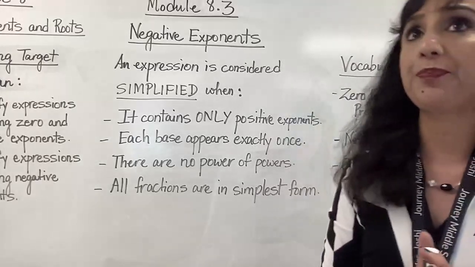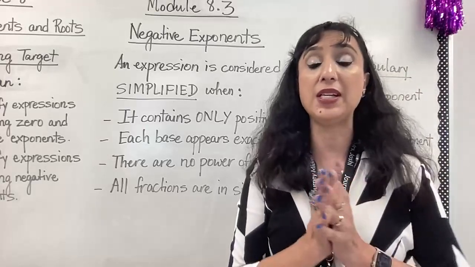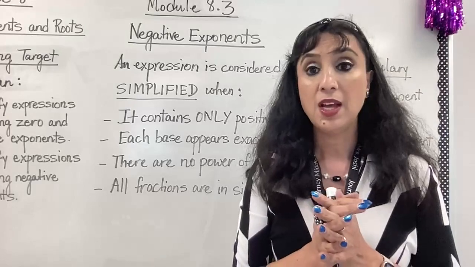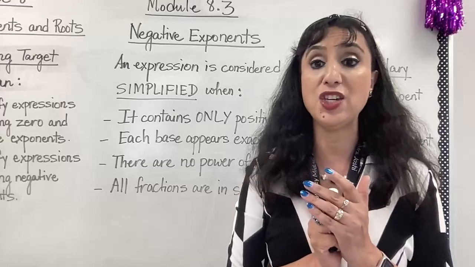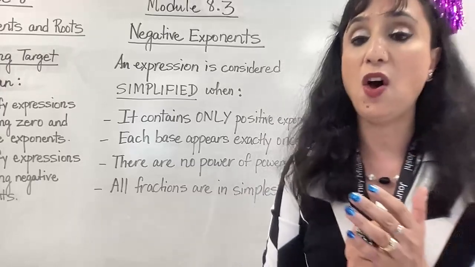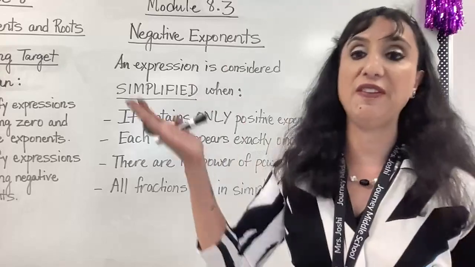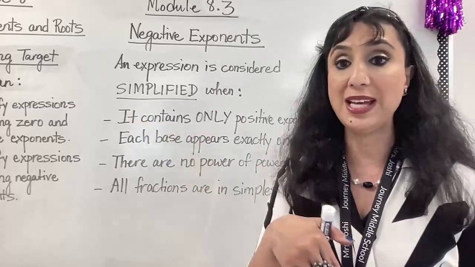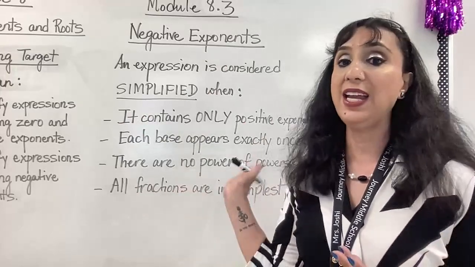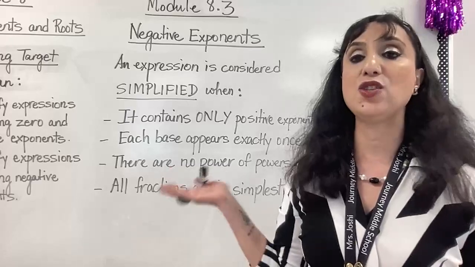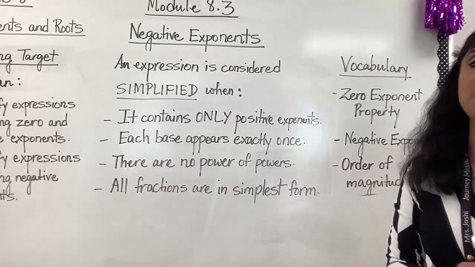For example, I can't say b squared times b cubed. You've got to write it only one time, and I'm going to use the multiplication properties of exponents. All I do is take the b, the 2 plus 3, and that is b to the 5th power. So I'm going to say that base b only once. I cannot say it 2 times, and that goes for any of the bases. The bases need to be written only one time for it to be considered simplified.